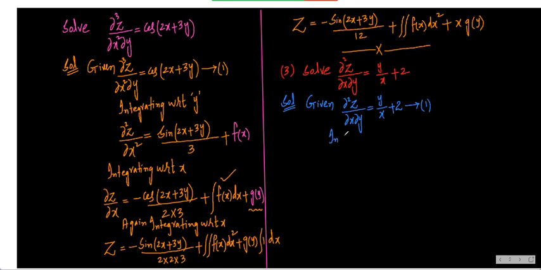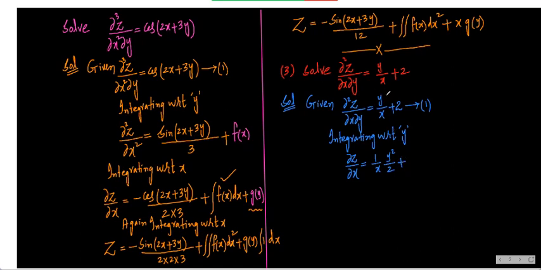First, integrating with respect to y only. So ∂z/∂x equals the integral with respect to y. Here 1/x is a constant. The integration of y is y²/2, and plus 2 is also a constant.